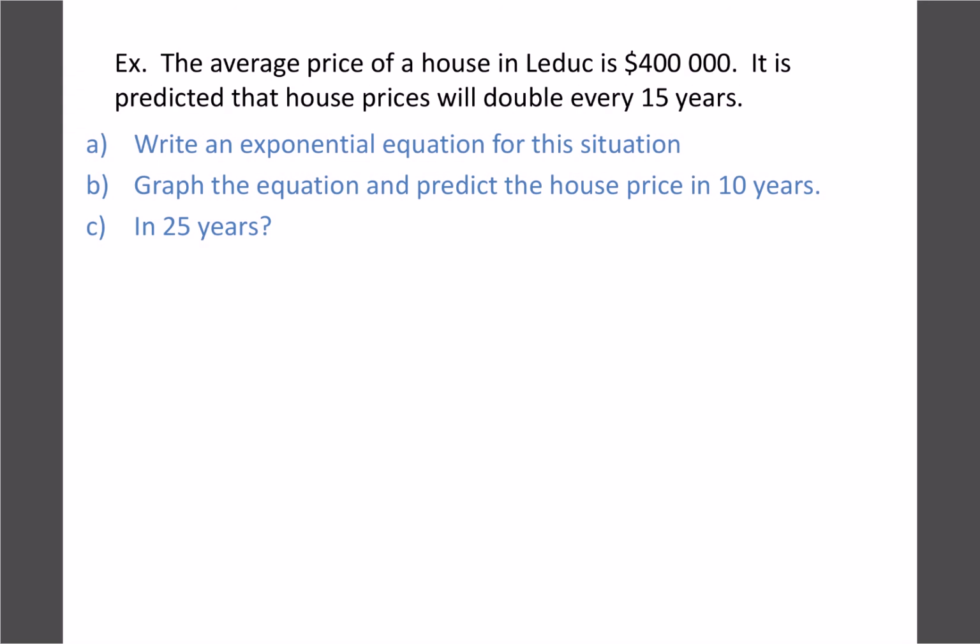Okay, let's look at one word problem. So this one, it says the average price of a house in Ludic is $400,000. It's predicted house prices will double every 15 years, so we want to know what that equation would be. So in terms of our equation, we would basically say it's doubling, so we should have a standard equation like 2^x. But if we don't have a vertical stretch, that means our houses are starting at $1, which doesn't make sense. So that 400,000 ends up being your vertical stretch, or your A value.